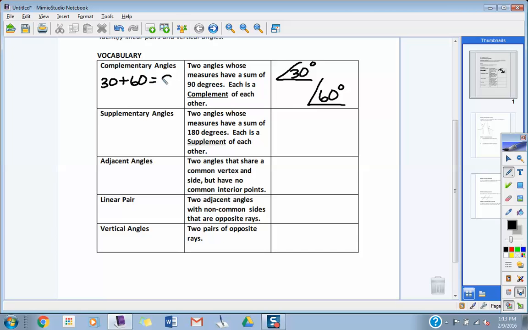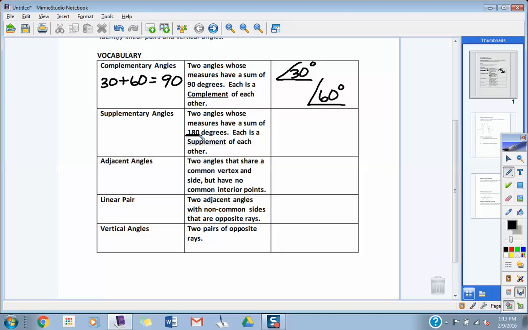All right? You have an angle of 10 degrees. What's 10 degrees' complement? 80. All right? To complement 10, you would need 80. All right, supplementary. Exact same thing. Only difference is you have two angles whose measures have a sum of not 90, but 180 degrees. Each is a supplement of the other.